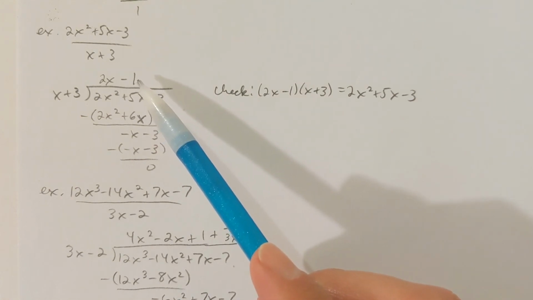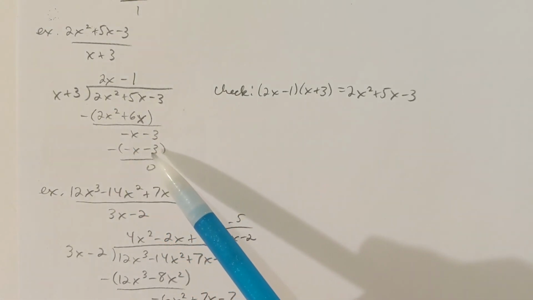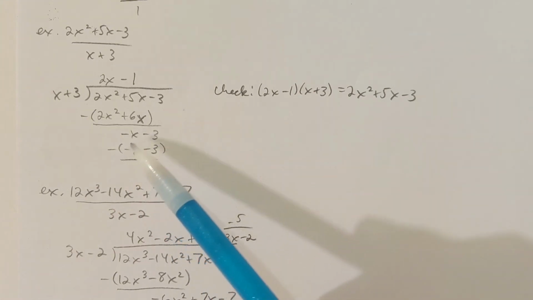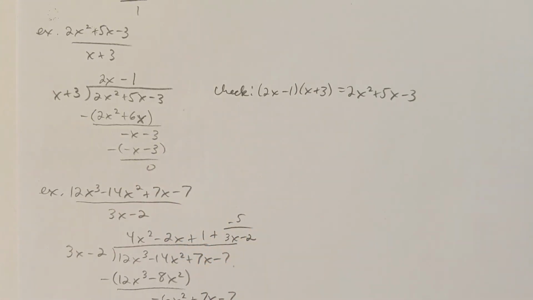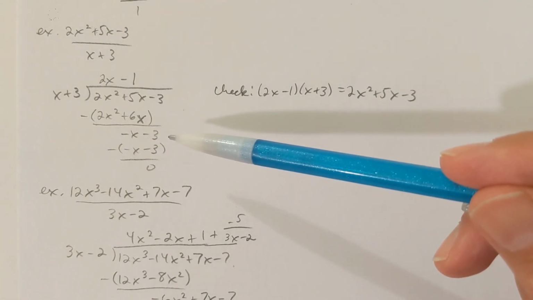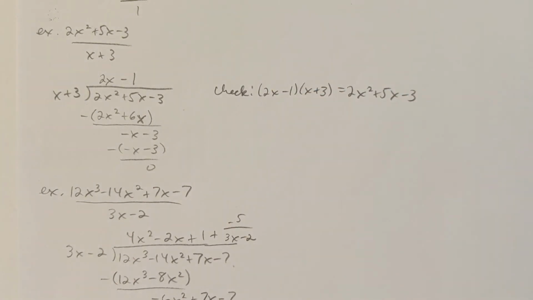So if I tack on a minus 1 there, negative 1 times x plus 3 gives me negative x minus 3. I'm going to subtract that again. I always subtract these resulting expressions. Negative x plus x is 0. Negative 3 plus 3 is 0. So I get 0 left over, a remainder of 0.